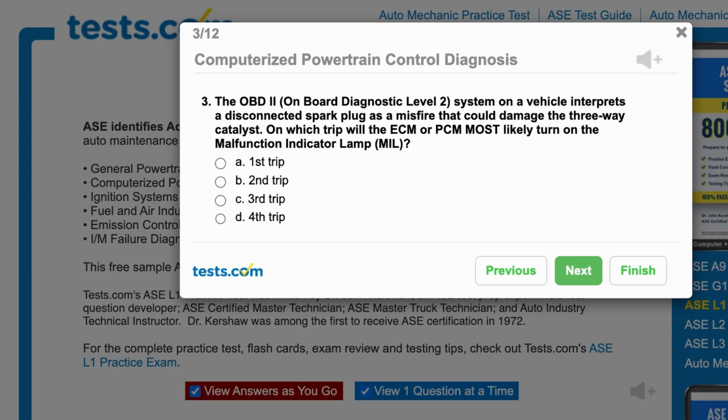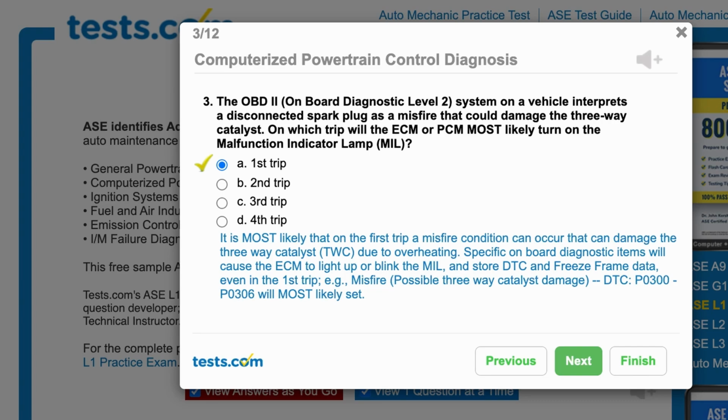Computerized powertrain control diagnosis. Question 3. The OBD2 (Onboard Diagnostic Level 2) system on a vehicle interprets a disconnected spark plug as a misfire that could damage the three-way catalyst. On which trip will the ECM or PCM most likely turn on the malfunction indicator lamp, or the MIL? A. First trip. B. Second trip. C. Third trip. D. Fourth trip.